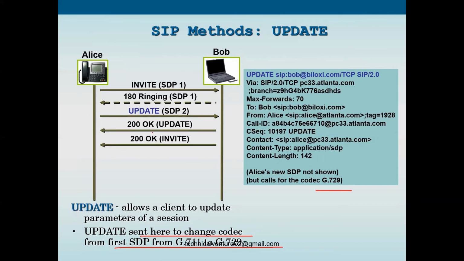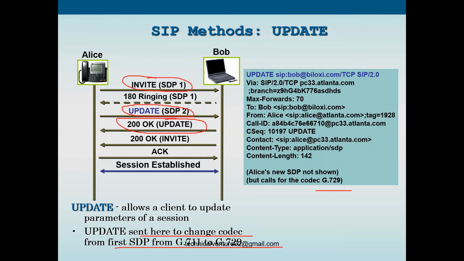After that, there will be a 200 OK message for the UPDATE. UPDATE is sent from Alice to Bob, then there will be a 200 OK of that UPDATE. Then there will also be a 200 OK of that INVITE, because first you send an INVITE, there must be a 200 OK of that INVITE. So it sends the 200 OK of that INVITE message, and then it will send an acknowledgement, and after that the session will be established between these two parties, from Alice to Bob.